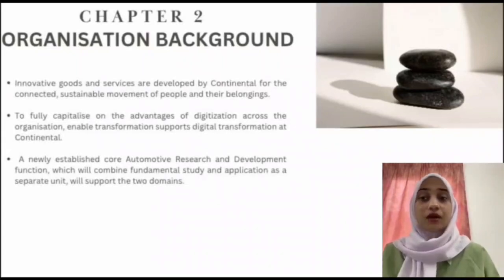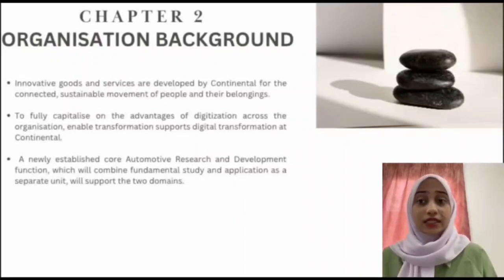Continental offers innovative goods and services that are developed by Continental itself for the connected, sustainable movement of people and their belongings. To fully capitalize on the advantages of digitization across the organization, it supports digital transformation at Continental.